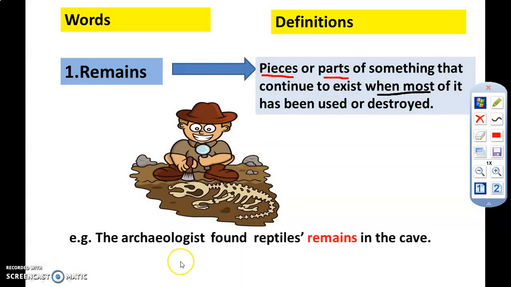For example, the archaeologist found reptiles' remains in the cave. Look at the picture. So this scientist, we call him an archaeologist. So he found reptiles' remains in the cave.